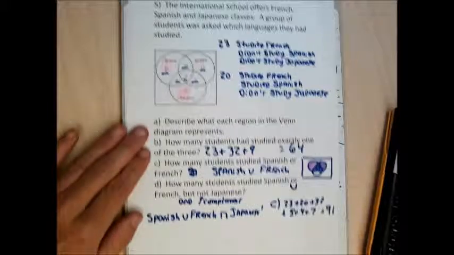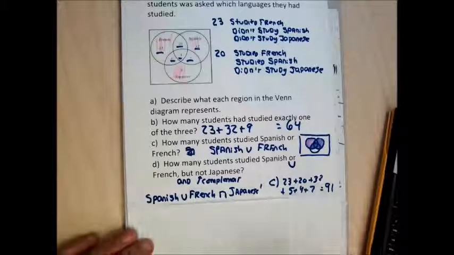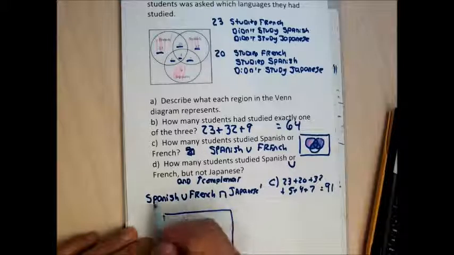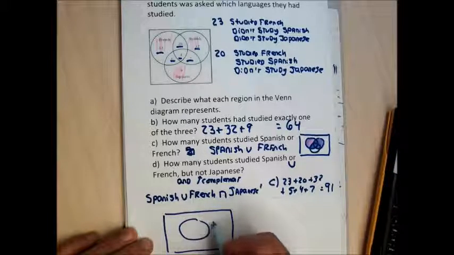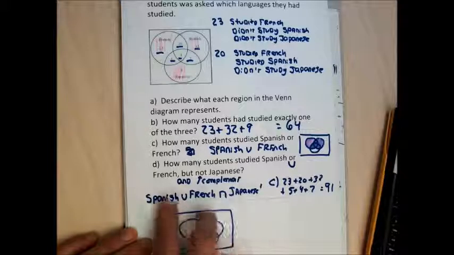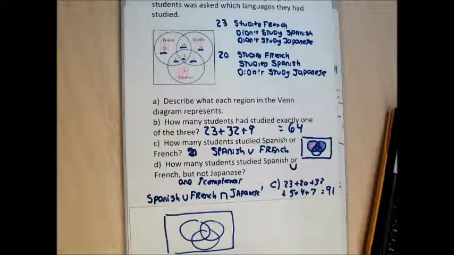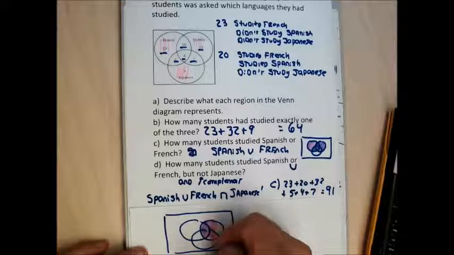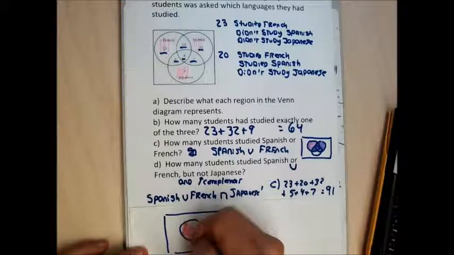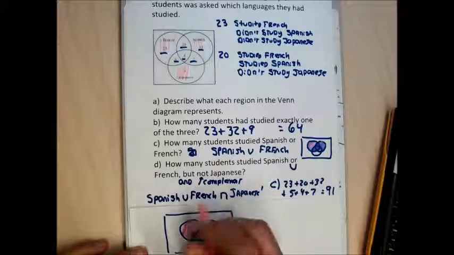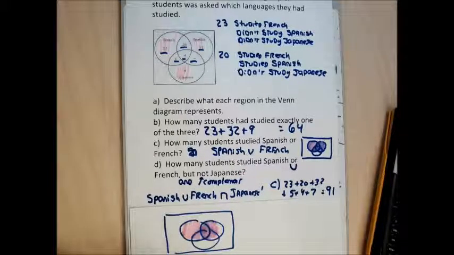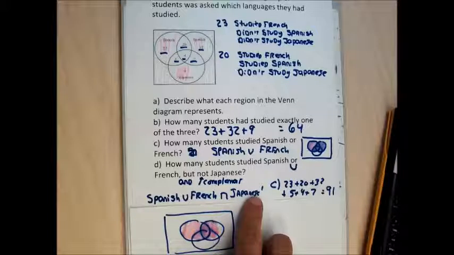So let me try to find that as a picture. First I'm going to do the Spanish or French part. I have the Spanish circle, I'm going to color it in. The French circle, I'm going to color it in with the same color for the union. So this is the Spanish or the French part. And now I need to intersect that with the not Japanese.